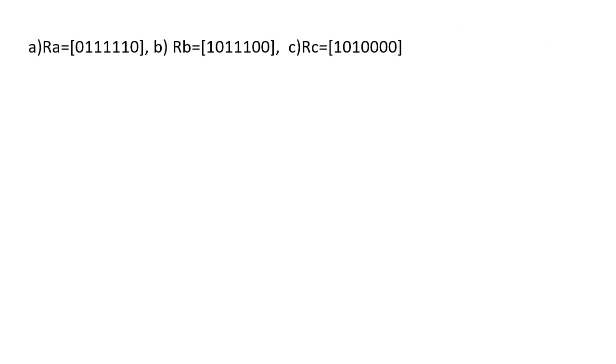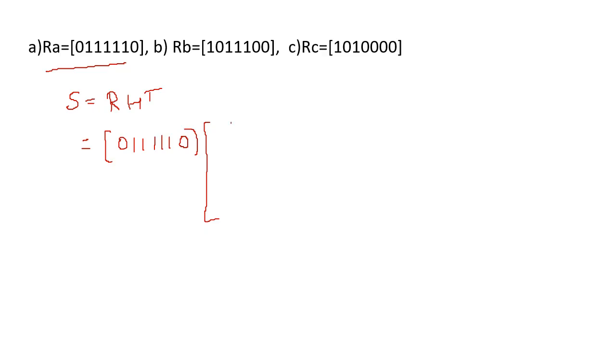Next is to detect and correct the errors. First we'll do it for the received vector RA. We know S is equal to received vector R into H transpose matrix. R is 0, 1, 1, 1, 1, 1, 1 and 0. This is the received vector, and H transpose is the P matrix, which is 1, 1, 1, 1, 1, 0, 1, 0, 1, 0, 1, 1, next 1, 0, 0, 0, 1, 0, 0, 0, 1.